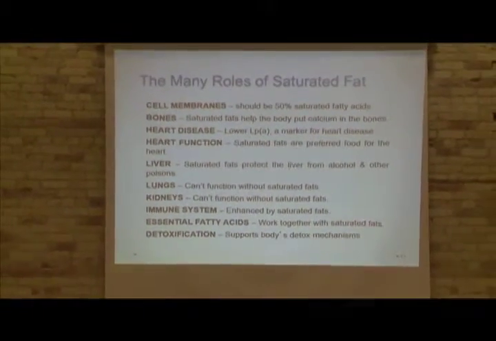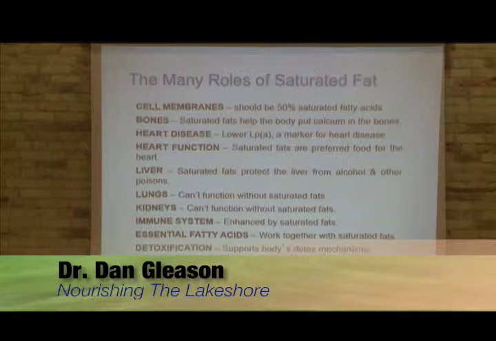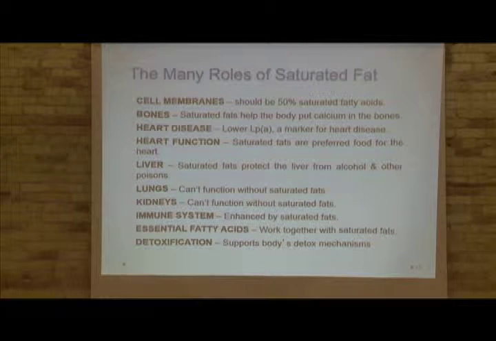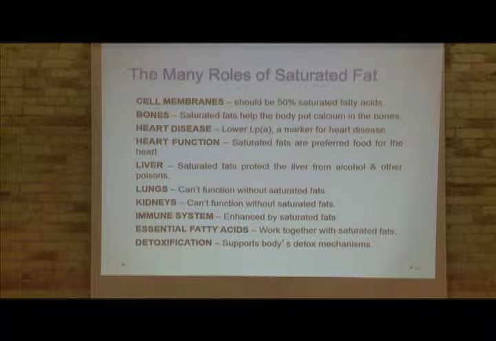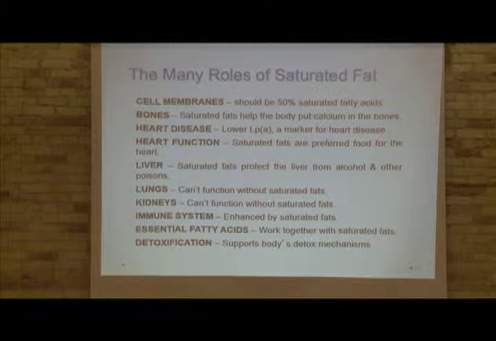Okay, so these are the roles of saturated fats. These are all really important things. So it's really unfortunate that Madison Avenue has scared us away from saturated fats, that's scared us away from cholesterol.